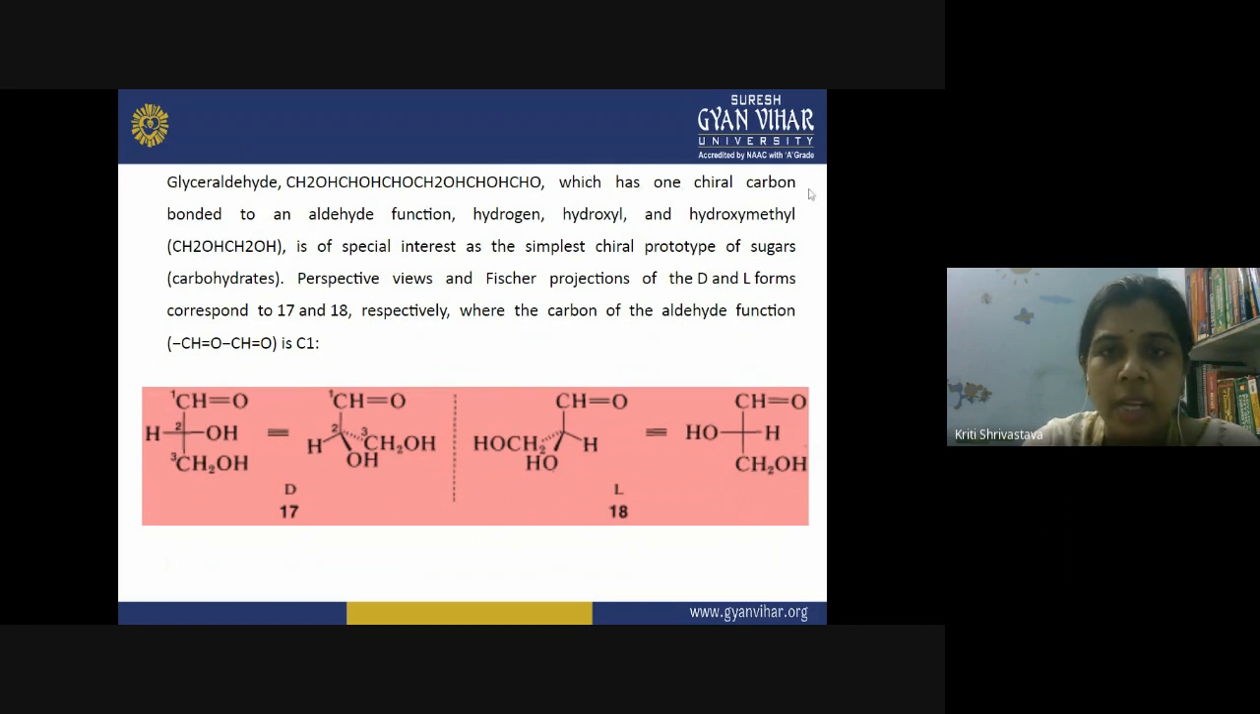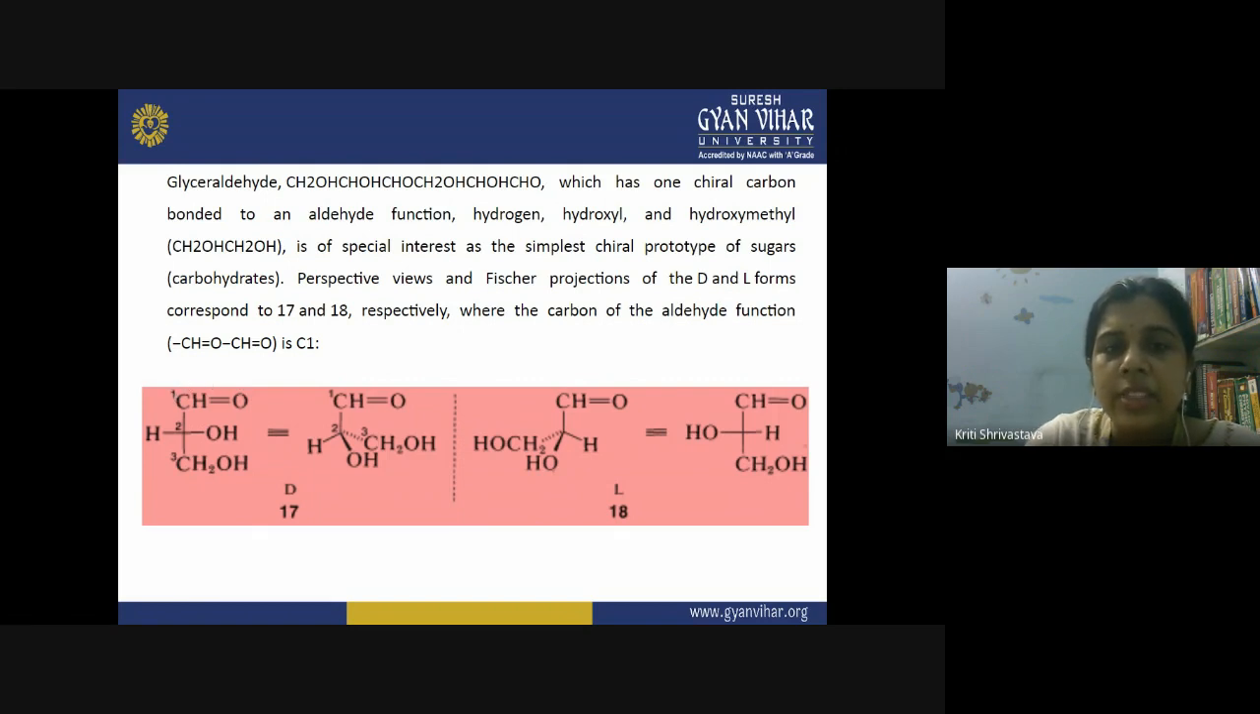It has one chiral carbon bonded to the aldehyde function. Now, like I told you, the IUPAC nomenclature says that when you are numbering the carbon chain, the highest priority you will give to the carboxylic acid, and after the carboxylic acid you will give priority to the aldehyde. So now the numbering will start from the aldehydic group. This is the formula of glyceraldehyde, and you will write the carbon chain like this in a vertical sequence, and you will write the aldehydic group first because it has to be given the number 1.